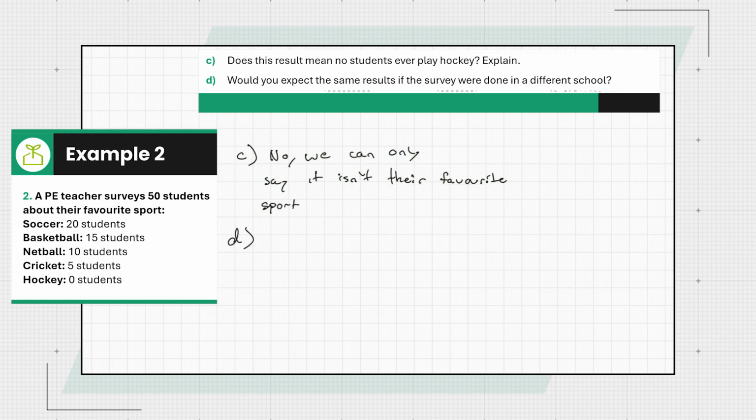Alright, let's look at D. Would you expect the same results if the survey were done in a different school? If the survey was done in a different school, we would not expect exactly the same results. It might be similar if they're in the same type of area and the same type of sporting preferences, but it might not be. So we wouldn't expect the same results because a different school may have different options or interests.